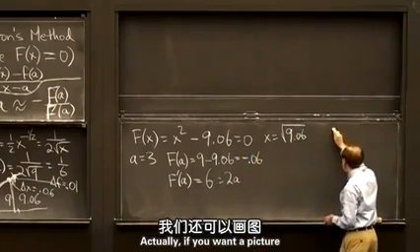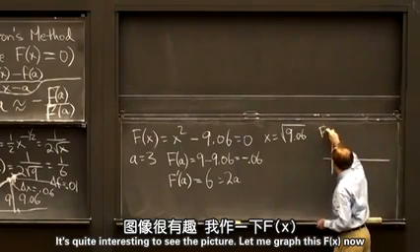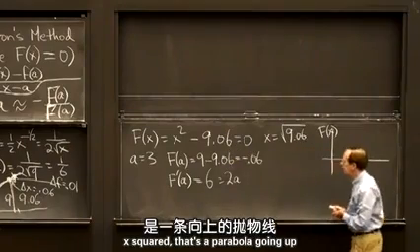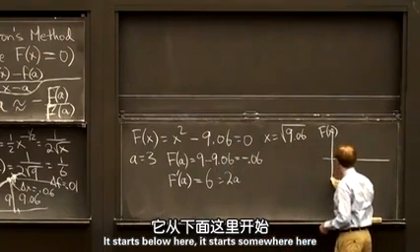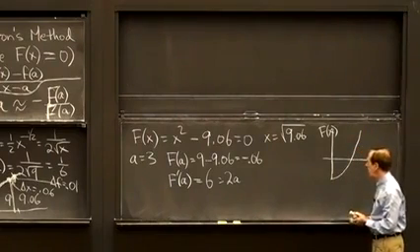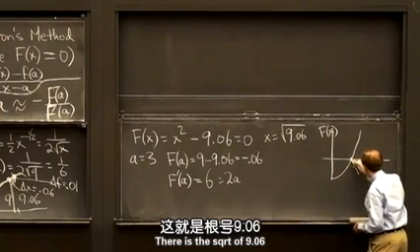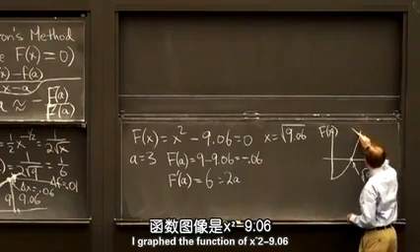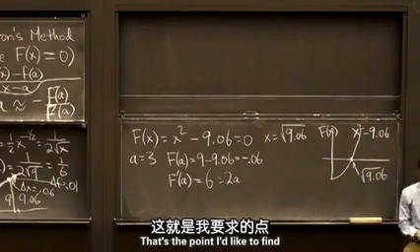Actually, if you want a picture, it's quite interesting to see the picture. Let me graph this f of x now. What does my function f of x look like? X squared, that's a parabola going up. It starts somewhere down here and it curves up like so. And this is the point I want, the square root of 9.06. I've graphed the function x squared minus 9.06. That's the point I'd like to find.